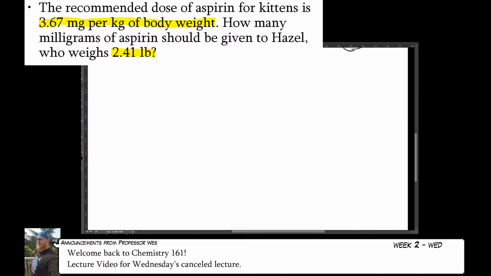Let's identify what our starting value is and what our conversion is. So I have a mass of aspirin to be given per kilogram of body weight of the cat. What that means is if the cat weighs 1 kilogram, you would give her this much aspirin. If the cat weighed 2 kilograms, you'd give her twice that much, and so on. So that's clearly a relationship.